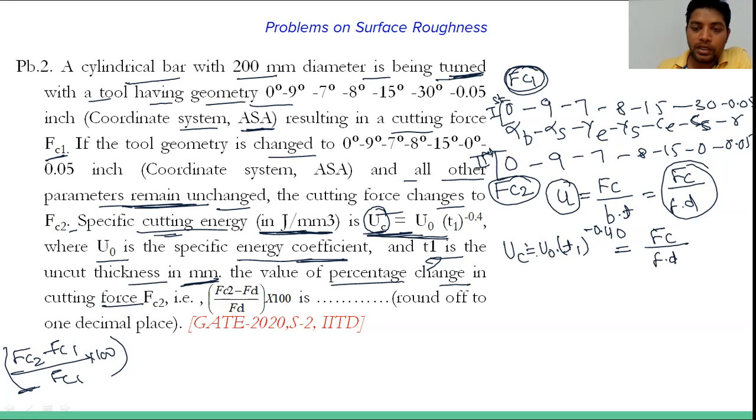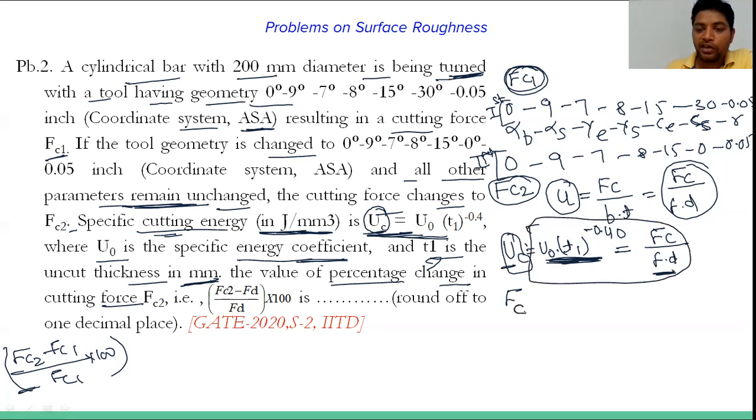Now the total specific cutting energy is this one. This is only a terminology, that is UC, but UC will be equal to this value as well as this value. So we can say from this formula, from this relationship, we can get the value of fc, that is the cutting force. So when you get the value of this one, this will become U naught into f into d into T1 raised to minus 0.40.